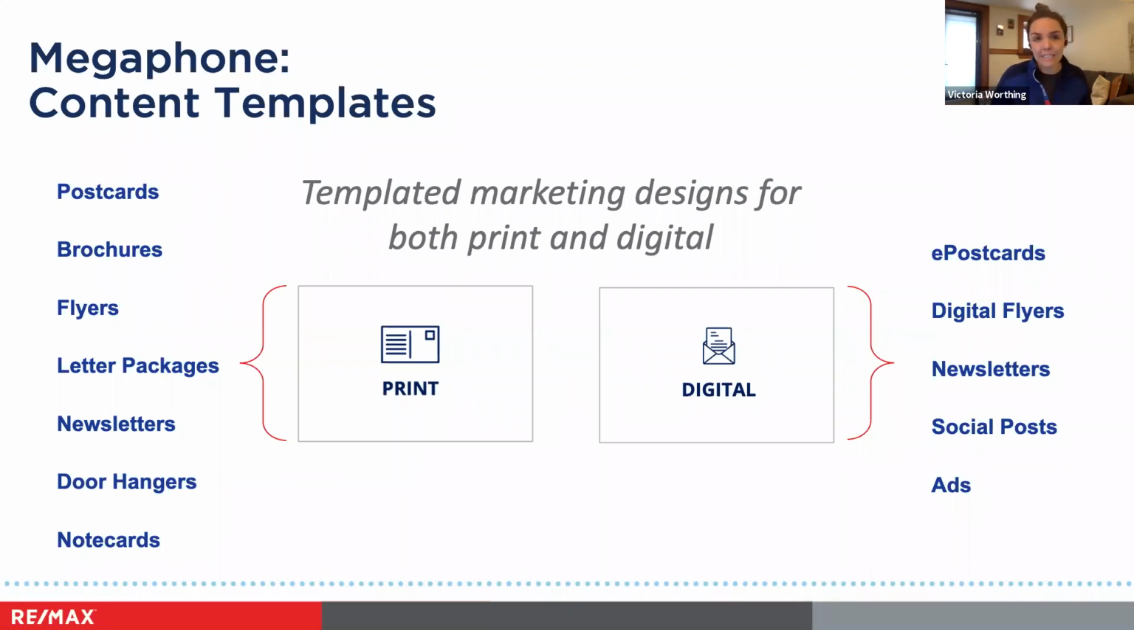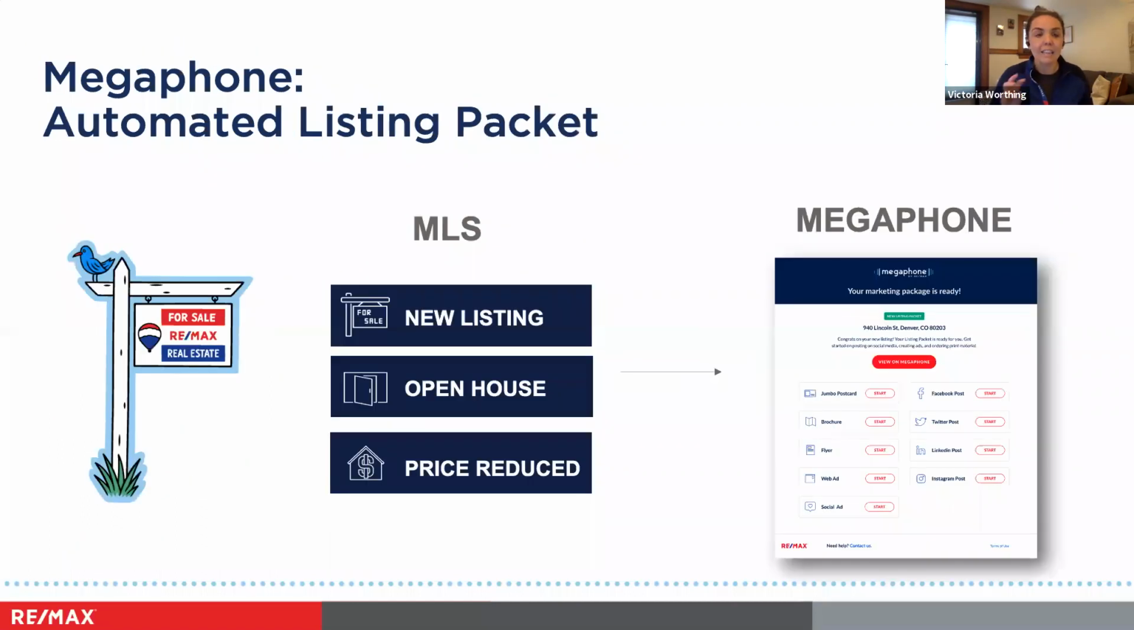Now, for every listing that you have in the three different stages of the MLS, a new listing, an open house, or a price reduced property, you are going to receive an email at each of those stages containing your Megaphone listing package.